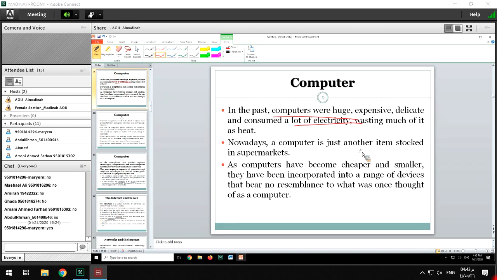But now we see computers in the supermarkets, everywhere. As computers have become cheaper and smaller, they are incorporated in every device. We have microcomputers in automatic things, remote controls, set-top boxes, automatic cars, mobile phones and all. Everything has a computer, whether it is a small thing or a big thing.